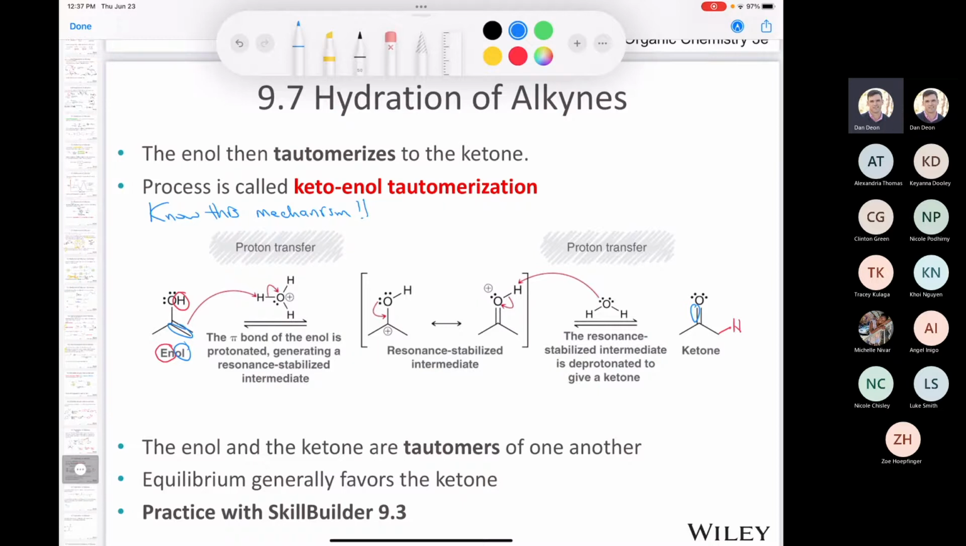So we say that the ketone and the enol, we say that they are tautomers of each other, right? They interconvert via an isomerization process that is called tautomerization. And the equilibrium, generally speaking, favors the ketone. So if you have an equilibrium between the enol and the ketone, the equilibrium is generally speaking going to favor the ketone. There are exceptions to this rule, but we're not worried about them today. That's not really what the focus of the chapter is. So there you go, keto-enol tautomerization.